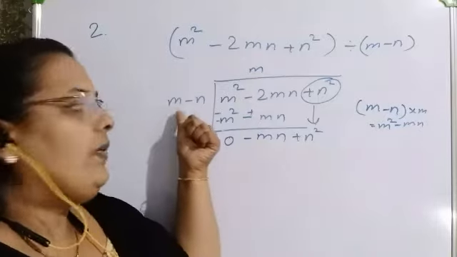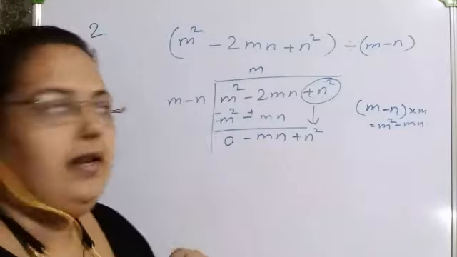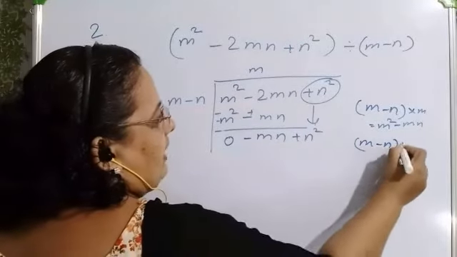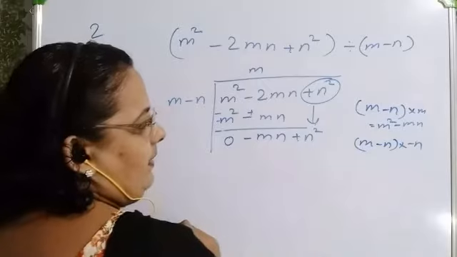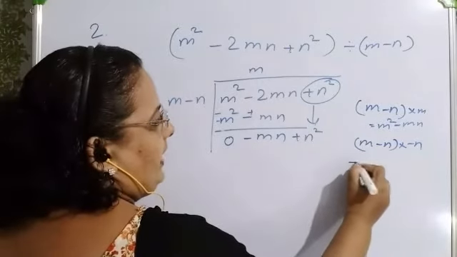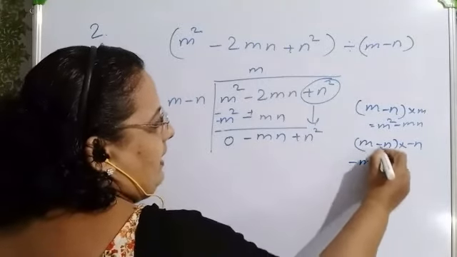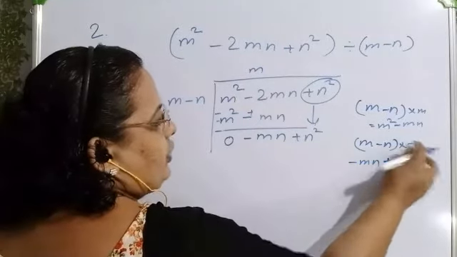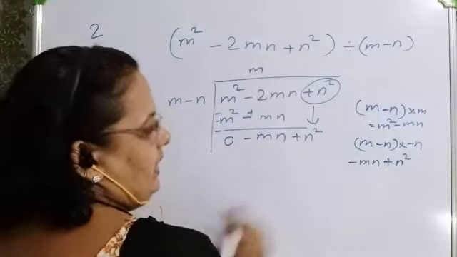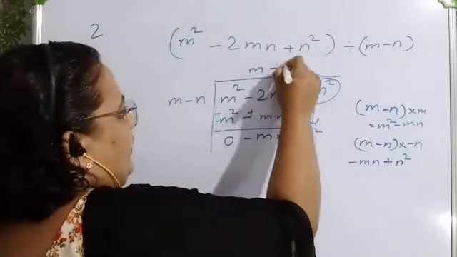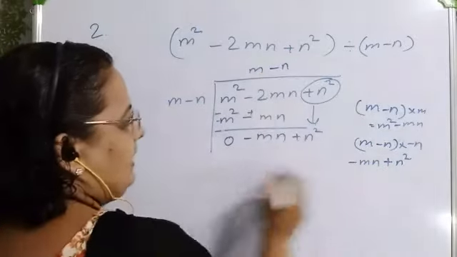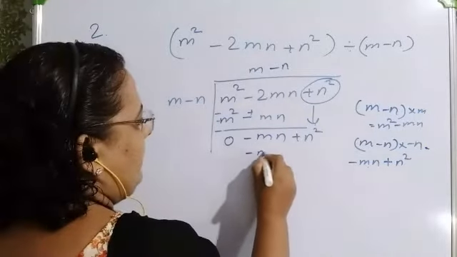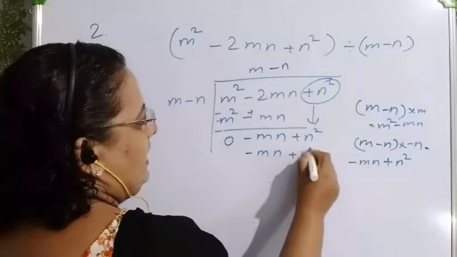You have to multiply with negative n. So that is m minus n multiplied by negative n. When you multiply, you will get negative mn, and this minus and minus will become plus n square. Now here you will write negative n in the quotient, and then we will write here negative mn plus n square.